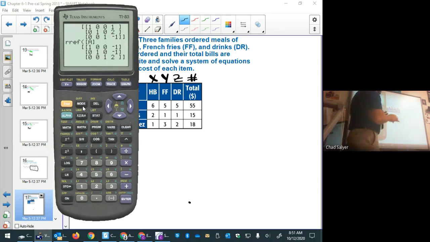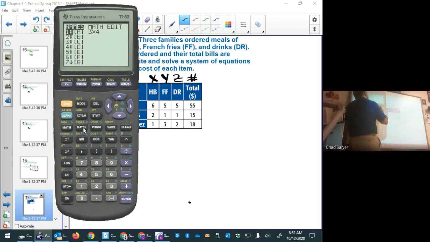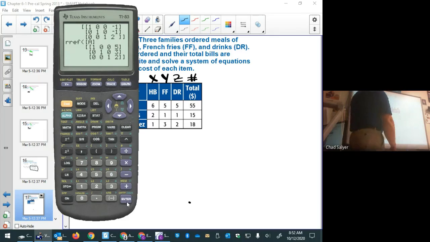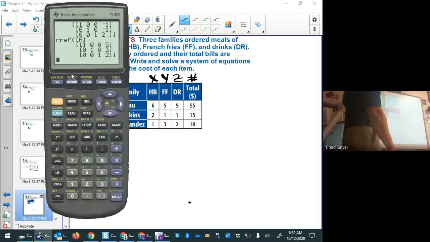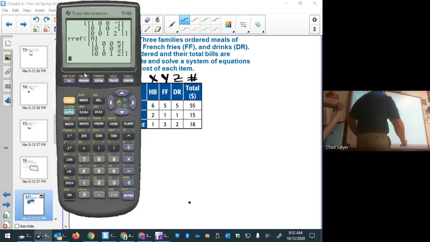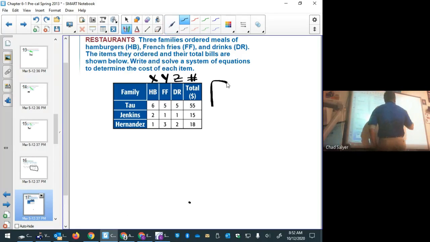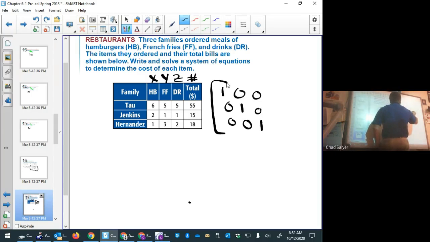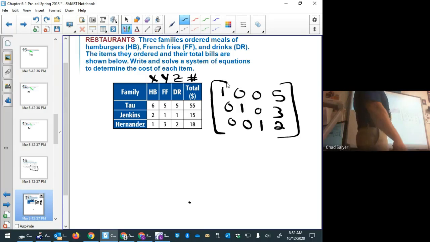All right, once we have it defined, we'll quit to the home screen, hit matrix once again, go to math, all the way down to option B, and then matrix again. Select the matrix we defined, hit enter, and it tells me the hamburger is $5, French fry is $3, and the drink is $2. So 5, 3, 2.